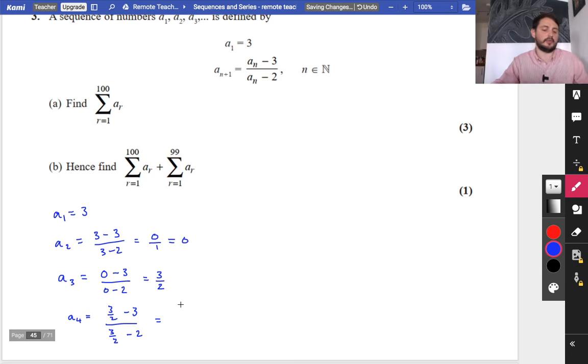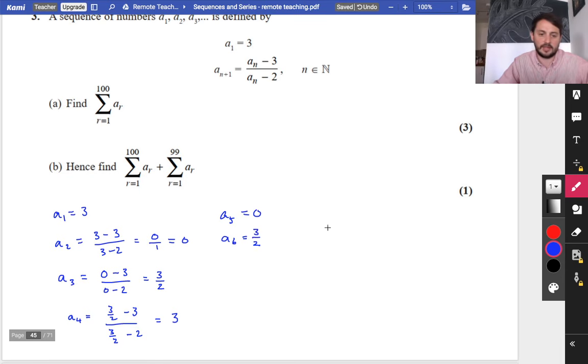I'm just going to put this all in a calculator. I'll tell you what, I'm just going to be lazy. 1.5 minus 3 divided by 1.5 minus 2. And we end up with 3. Now, if we wanted to find out what a5 is, we would be putting 3 into this thing again. But we've already done that. And when you put 3 in, we know that you get 0. And to predict what a6 would be, when you put 0 in, oh, we've already done that. You get 3 over 2.